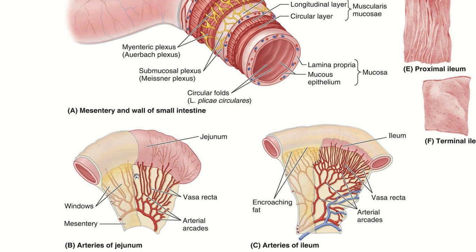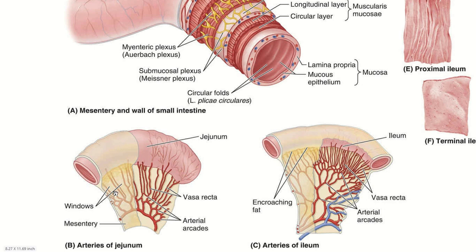The jejunum is more vascularized than the ileum. In terms of lymphoid aggregation, you're going to have a lot more lymphoid tissue in the ileum than in the jejunum. That's why the ileum is a bit darker. You're going to have abundant Peyer's patches, right, compared to the jejunum.